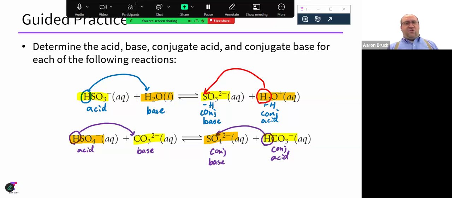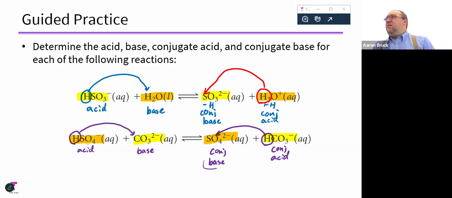And again, if I look at each pair individually, in the orange grouping, I've got an acid and a conjugate base. That makes sense. I should have one of each. In the yellow pairing, I've got a base and a conjugate acid. Again, should make sense. They need to be paired. All right, any questions with this?